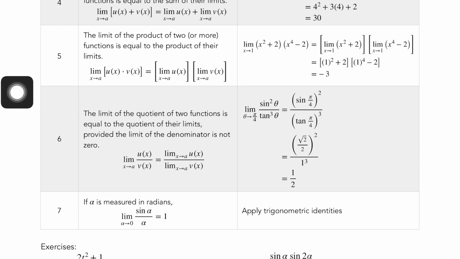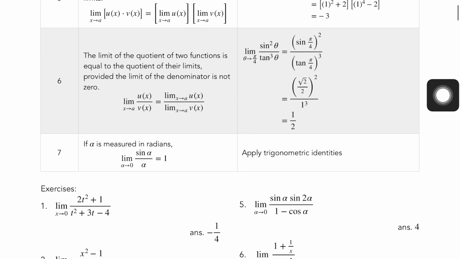As an example here, we have the limit of x squared plus 2 multiplied by x to the 4th power minus 2 as x approaches 1. So this is equal to the limit of x squared plus 2 as x approaches 1, and the limit of x to the 4th power minus 2 as x approaches 1. If we determine the limit of this one, that's 1 squared plus 2, and then the limit of this one as x approaches 1, that's 1 raised to the 4th power minus 2, and that's equal to negative 3.